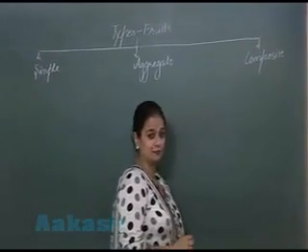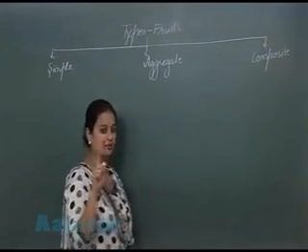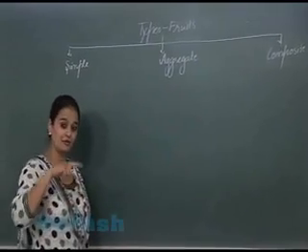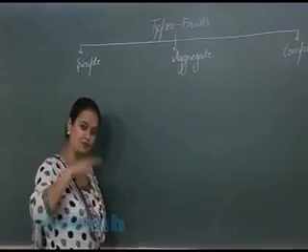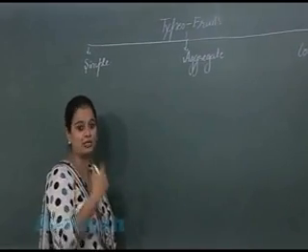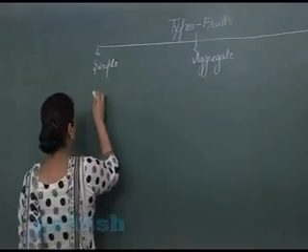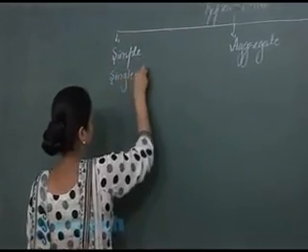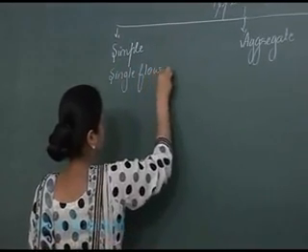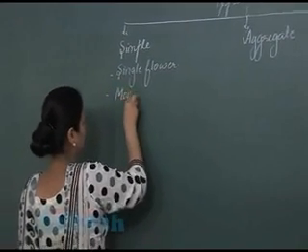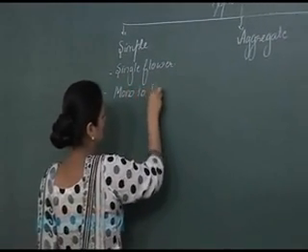Now the simple fruit is formed from a single flower. एक फ्लावर से बनेगा और फ्लावर के अंदर जो गाइनोशियम प्रेजेंट है, जो ओवरी प्रेजेंट है, दैट कैन बी मोनोकार्पलरी टू पॉलीकार्पलरी. सो दिस फ्रूट इट इज फॉर्म फ्रॉम सिंगल फ्लावर. Gynoecium ranges from monocarpellary to polycarpellary.